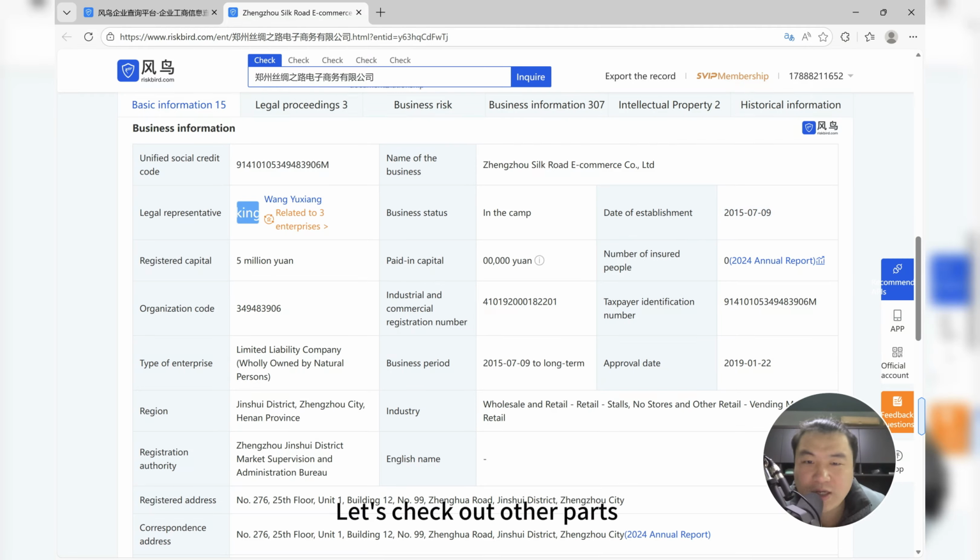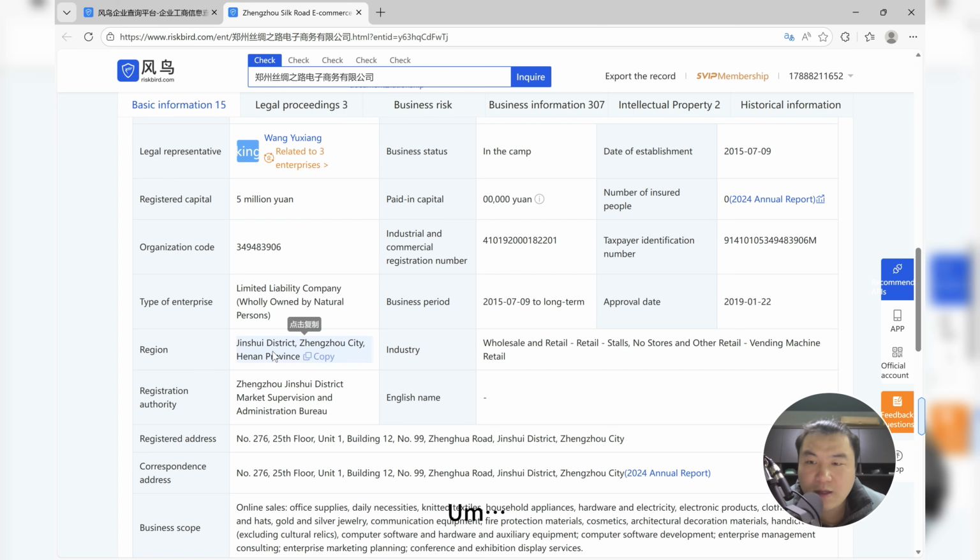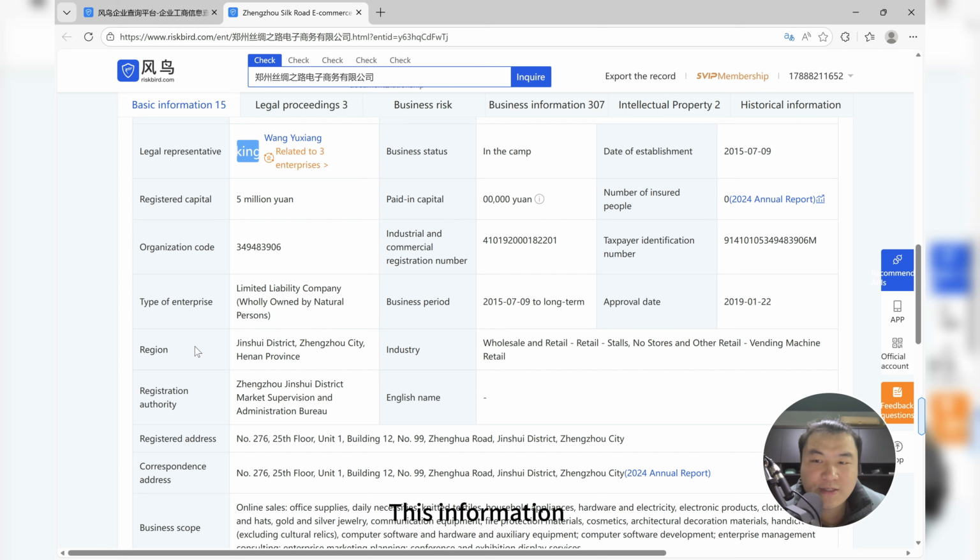Okay, let's check out other parts. And the organization code doesn't matter. Okay, all of this doesn't matter. Okay, and what else? Okay, region. Okay, this information.